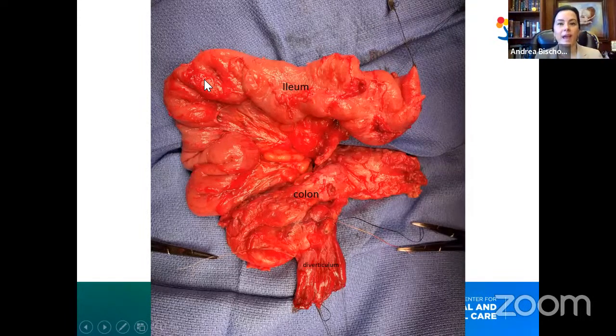So we separated everything. Those operations are not easy. It took us about 3 hours doing lysis of adhesion. And then we had all the ileum and the small bowel. And this was the piece of colon. It measured approximately 10 centimeters. And that was this abnormal diverticulum. It had a very abnormal tissue, very thin. So we just resected that.